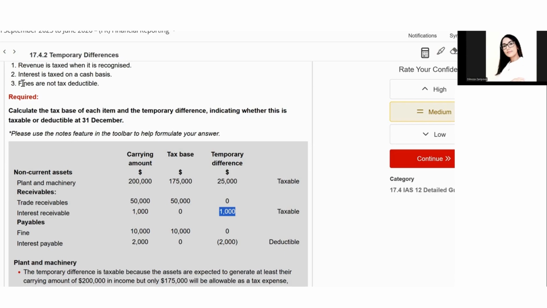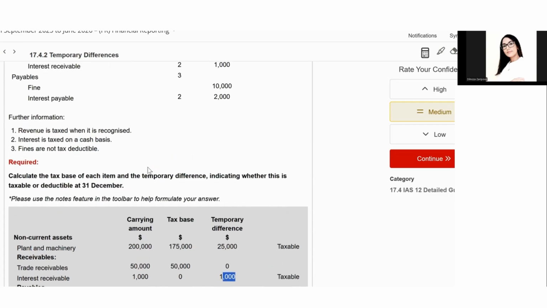And they are saying that fines are not tax deductible, right? So for tax basis, that's why you have 10,000. The same. Temporary difference is 0. So this one is taxable temporary difference, because these are positive ones, and these are related to assets.